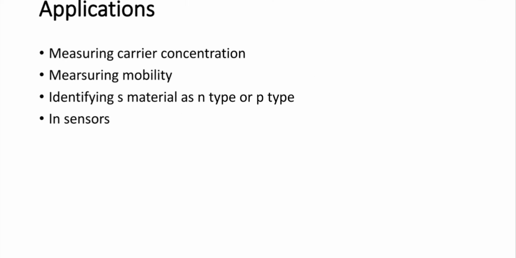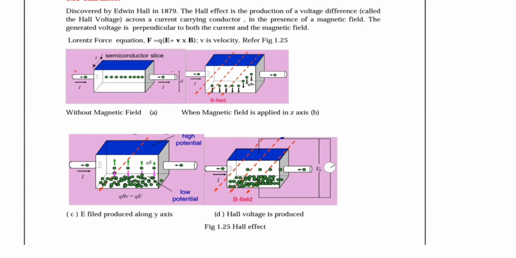So applications like measuring carrier concentration, we have seen, we can measure carrier concentration. The Hall effect was discovered by Edwin Hall in the year 1879. The Hall effect is the production of a voltage difference, called the Hall voltage, across a current carrying conductor in the presence of a magnetic field. The generated voltage is perpendicular to both the current and the magnetic field. The Lorentz force equation is given by F is equal to Q into (E plus V cross B), where V is the velocity, either of hole or electron.